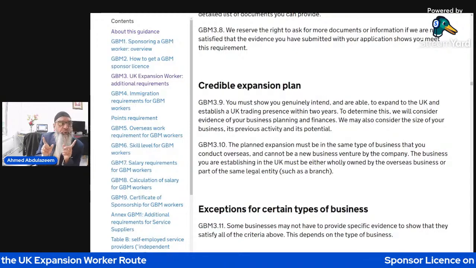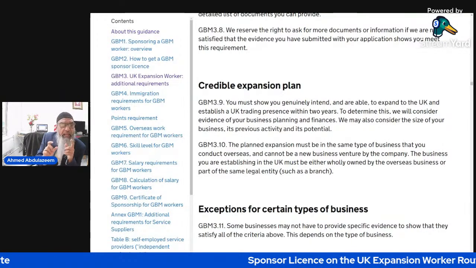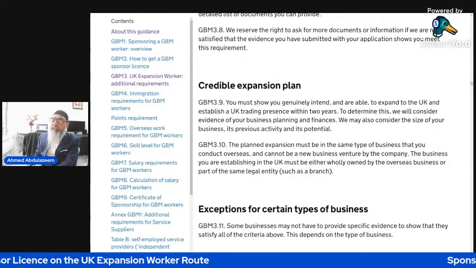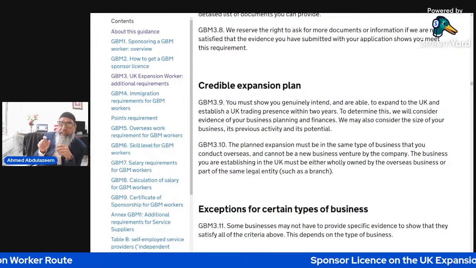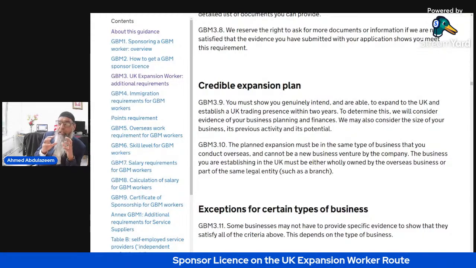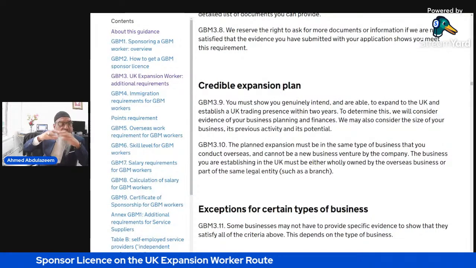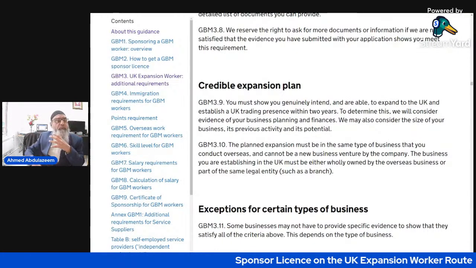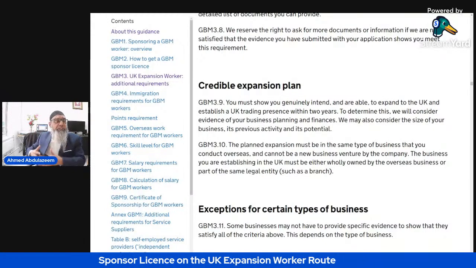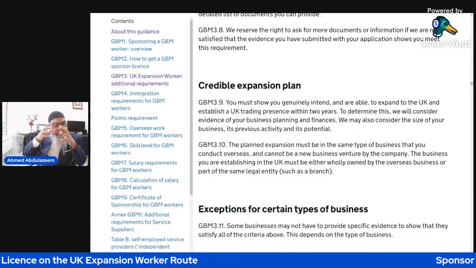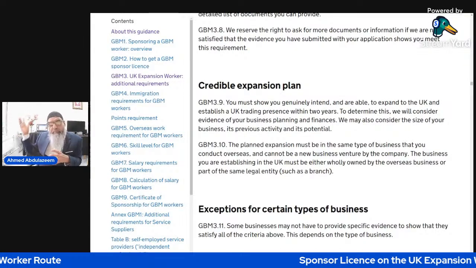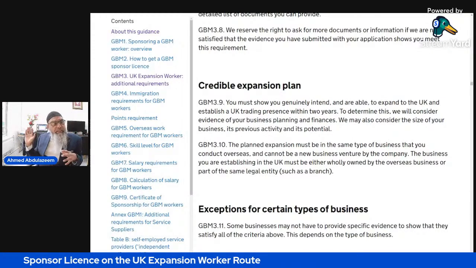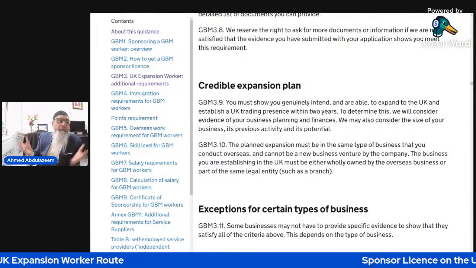We are supposed to submit two things. Number one, a detailed business plan and information about finances. We may also consider the size of your business, its previous activity, and its potential. Now they are talking about the size of the business. How are they supposed to gauge the size of the business? It's what it was doing previously and what potential it has for the future. So what it is doing currently, what it was doing previously, and what it can do in future. So the three things: past, current and future, they would be reviewing these things.